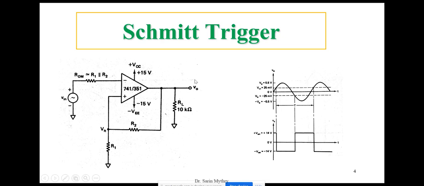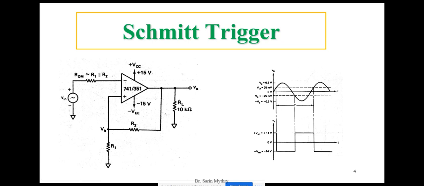What is V out? In the V out, there is a change in polarity happening. Sometimes the V out is positive and sometimes the V out is negative. So the voltage across this R1 is fed back into the positive terminal, and it is one of the threshold voltages which is variable. Why is it variable? Because this threshold voltage depends upon the polarity of your output voltage.